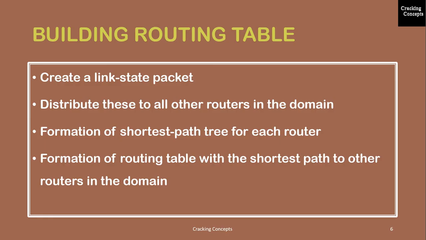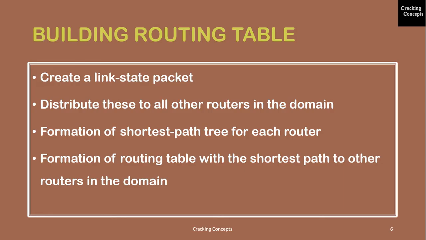Now, the building of routing table. When building a routing table, the routers have to ensure that they are showing the shortest path to every other router in the domain. Building of routing table involves the following steps. The first being, the router has to create a link state packet which contains a set of link costs at each interface of the router. Then it distributes these link state packets to all the other routers in the domain, not just the neighboring ones.